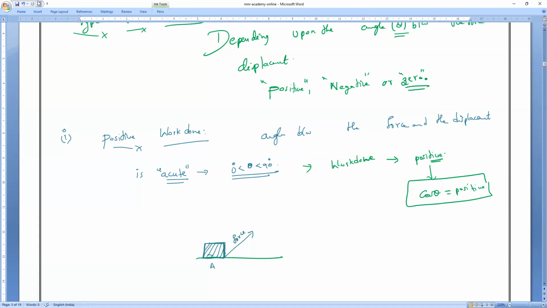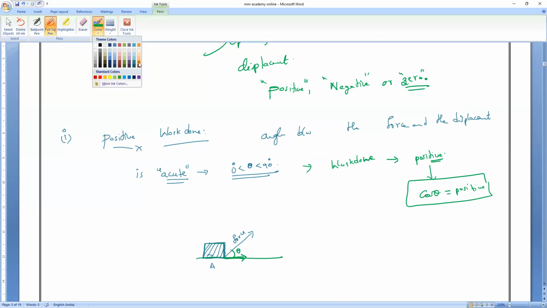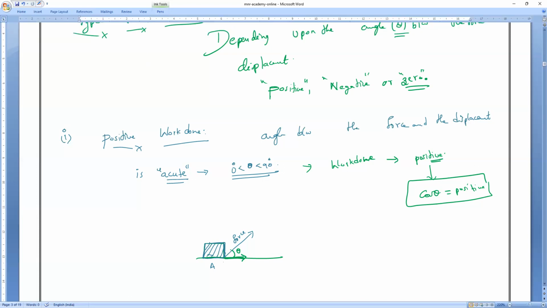F, which is theta angle with the surface. Then, what is the Fs cos theta? Everybody, it is making theta. So what will happen? Applied force component. What is the component here? This is only the horizontal component. What is the component? F cos theta.